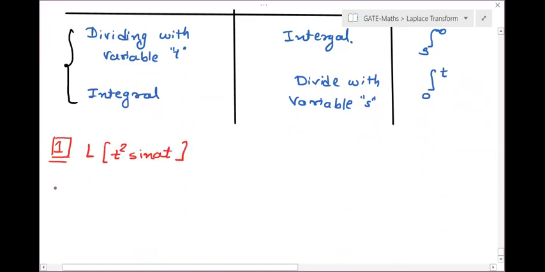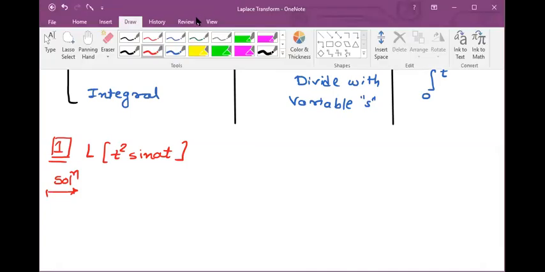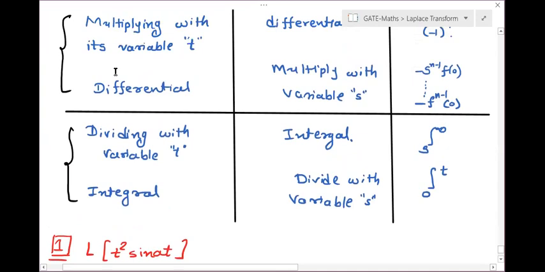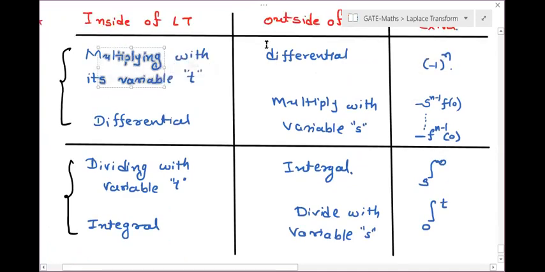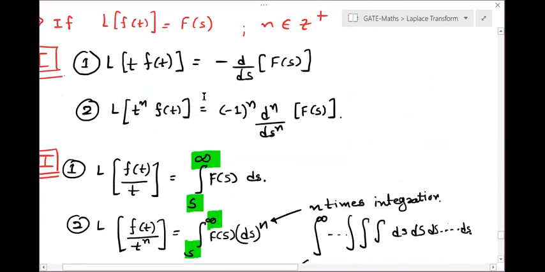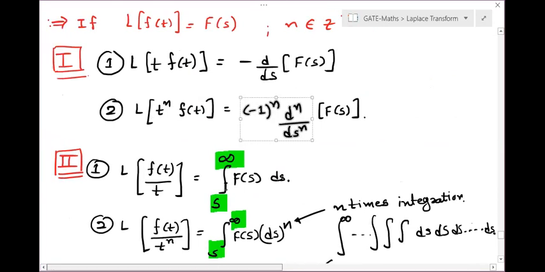Right, they won't specify that you use any property. You have to think. So how are we going to find this? See here, what is multiplied inside? T, right? So whenever you have multiplication with t inside, outside what we have to do? Differentiate. And what is extra? Minus 1 to the power n. So if inside your t is multiplied n times, then outside we have minus 1 to the power n, nth differential of f of s.